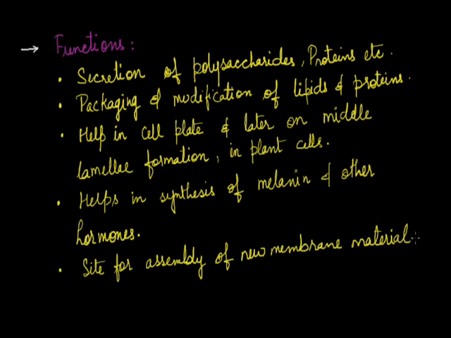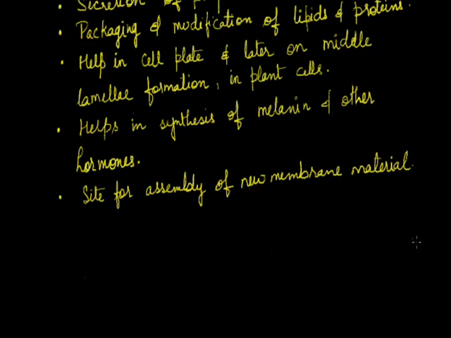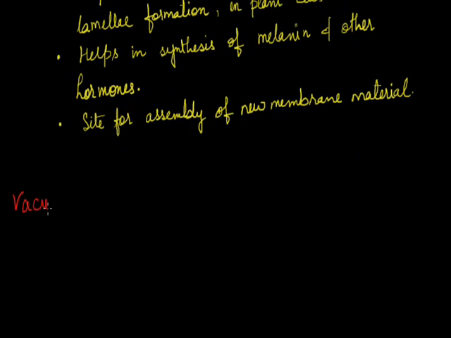After the Golgi apparatus structure and function, we'll be discussing the next organelle, which is also a single membrane bound organelle, and it is the vacuole. As I told you earlier, the vacuoles are also single membrane bound organelles, and the membrane of the vacuole is known as tonoplast.